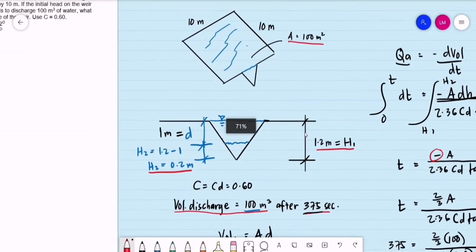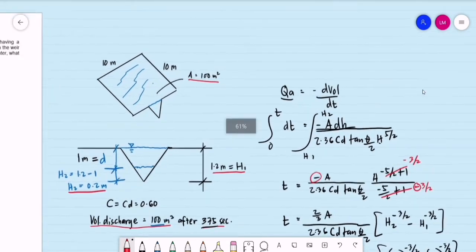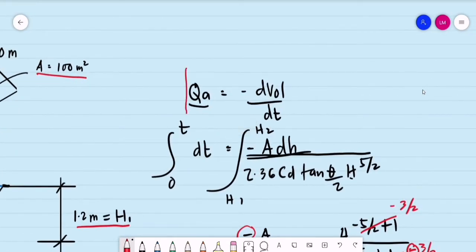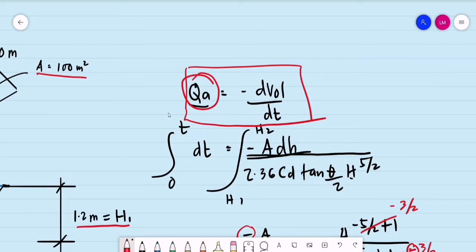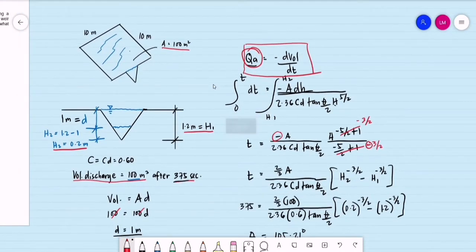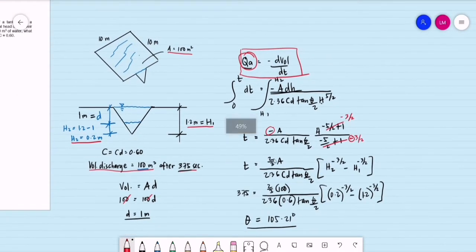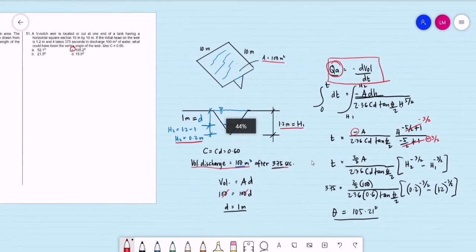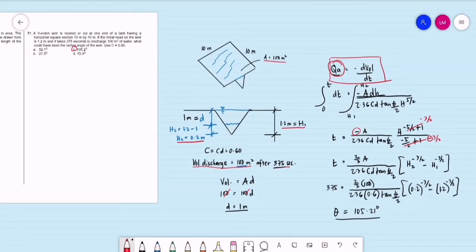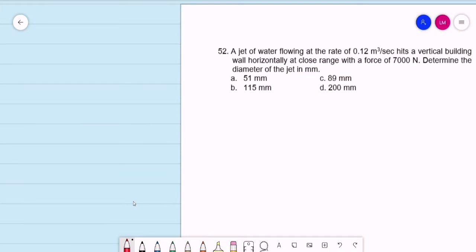So, ganito kapag falling head sa weir, ito lang yung concept natin talaga. Yung flow rate actual is equal to negative differential volume over differential time. Magbabago lang yung laman ng Q depende kung ano yung formula na gagamitin o yung shape ng weir. Okay, ito yung solusyon natin for problem 51. Okay, so we proceed to problem 52.